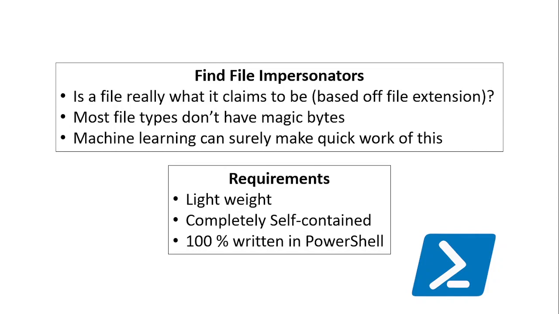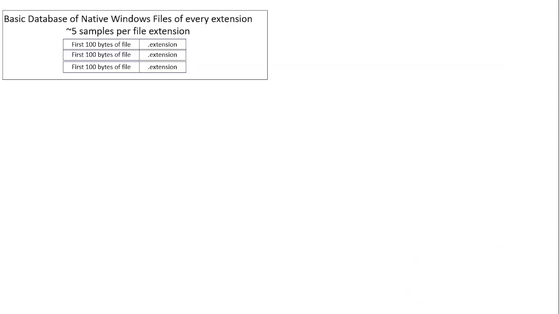So the requirements that I set out for this were that it had to be lightweight, completely self-contained, and 100% written in PowerShell. So it would be a lightweight machine learning algorithm that you can deploy to an endpoint. It trains itself on the endpoint with the data that's available on that system and tries to determine if a file is legitimate or not.